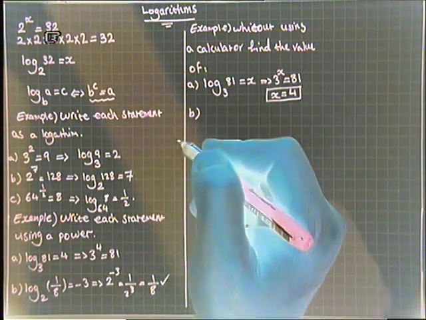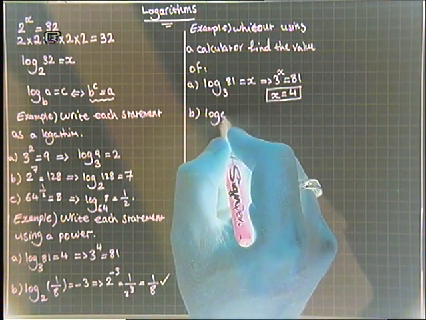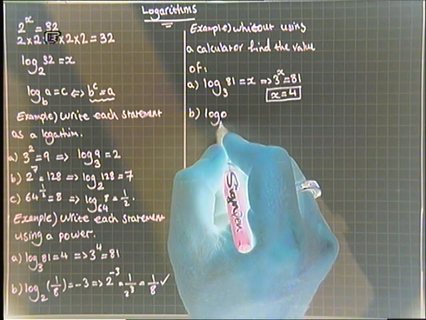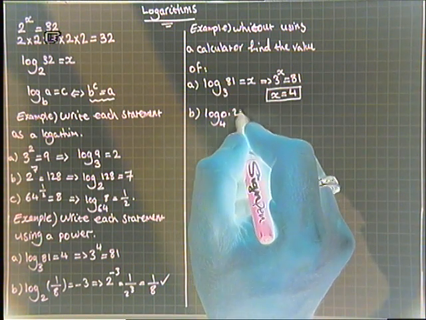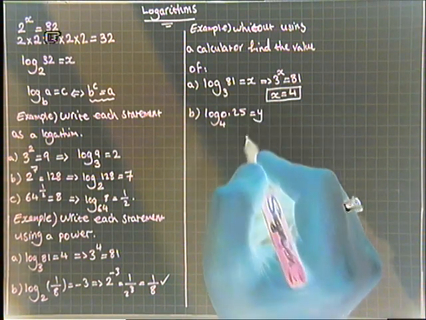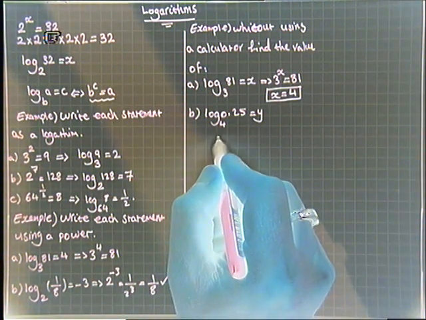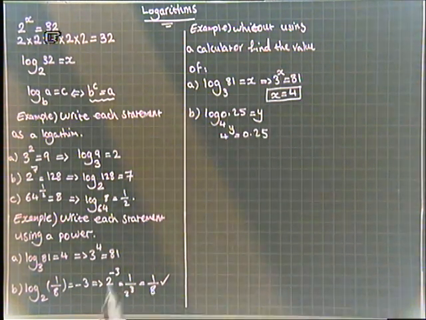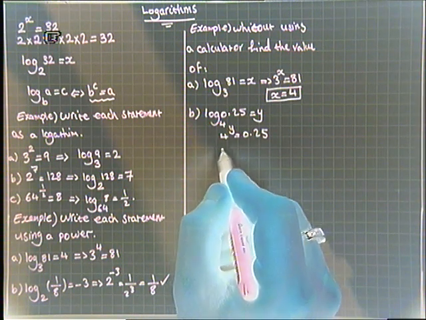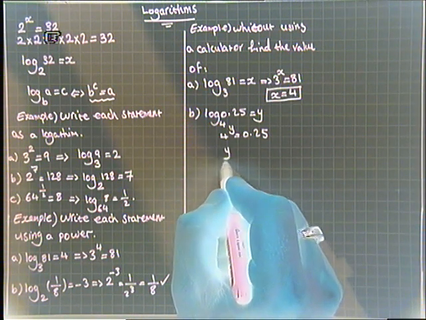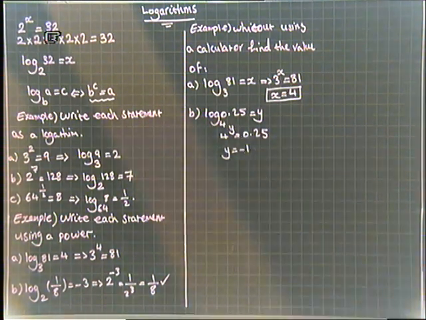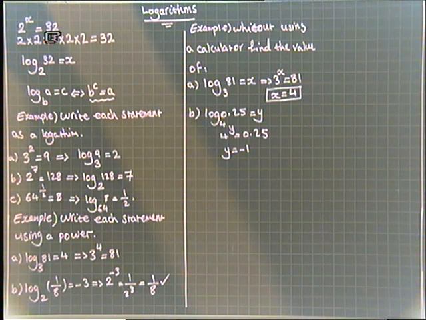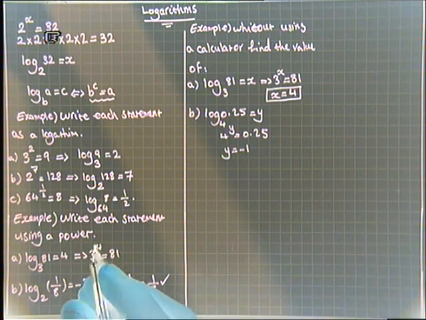B. Log the base of 4 of 0.25. Let's say it equals y. So 4 to the y is equal to 0.25. Therefore, y is equal to minus 1, because 4 to the power of minus 1 is the same as 1 over 4 to the power of 1. 1 over 4 to the power of 1 is a quarter, which is equivalent to 0.25. C.